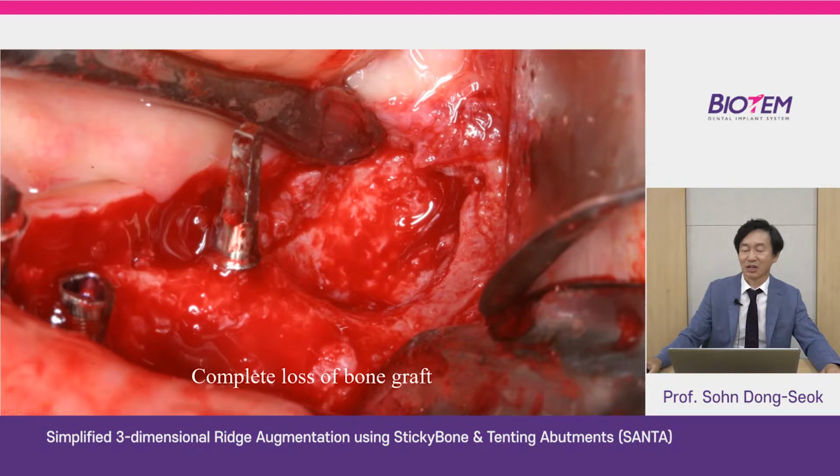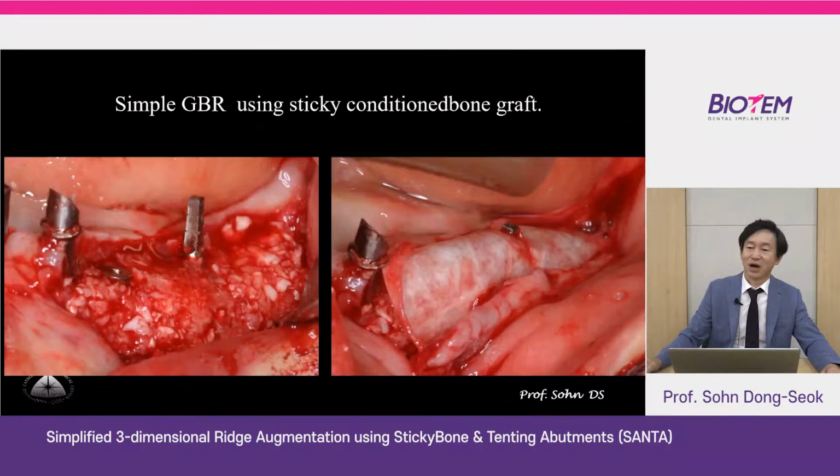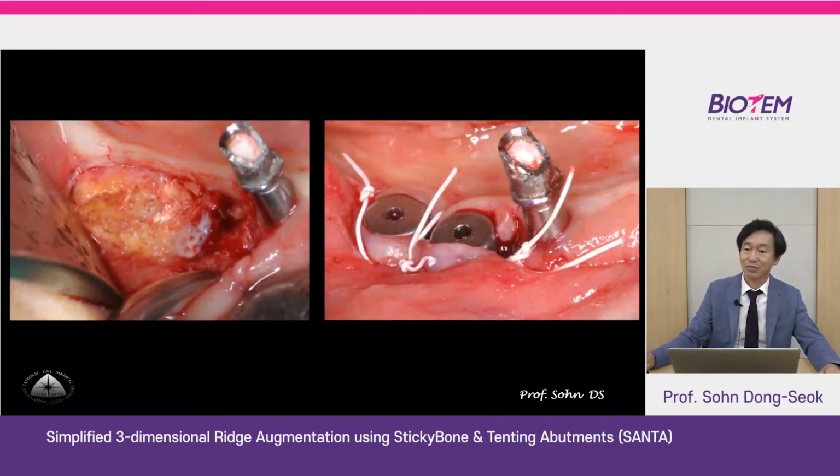I could not use titanium mesh again in this area, so I did a simple GBR using sticky conditioned bone graft and a collagen barrier membrane was covered without bone tacks or membrane stabilization suture. This is the right side. The healing was uneventful, and bone healing was good.